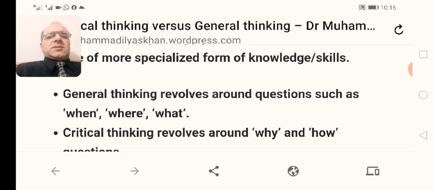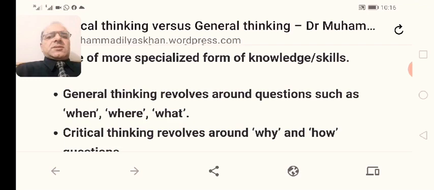So, in order to elaborate on these differences between critical thinking and general thinking, let us look at an example. And this is an example from my personal observations recently while staying at home. And this was that the other day, a pair of sparrows who had built a nest in a corner of my house caught my eye.